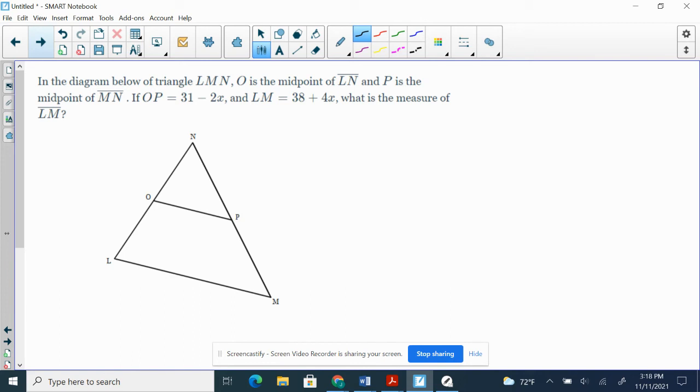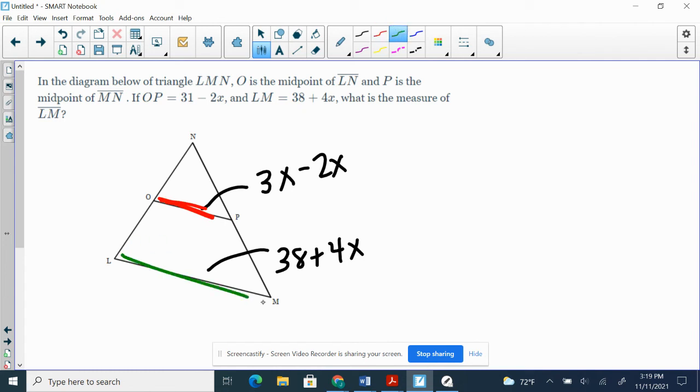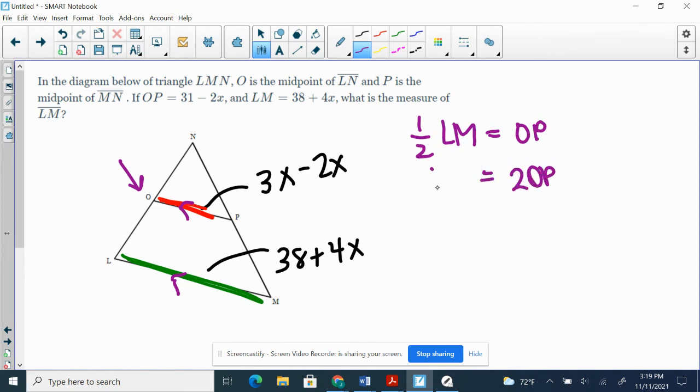Now, last but not least for real, OP is 31 minus 2x. LM is 38 plus 4x. And remember, this is your mid segment relative to LM. So we know that these are parallel to each other, and we know that this is half of the length of LM, or multiply it by 2 and then it's equal to LM. So 1/2 of LM, the big one, is equal to the mid segment OP, or getting the 2 off the bottom, 2 times OP is equal to LM. Both are correct, whichever one works better for you.